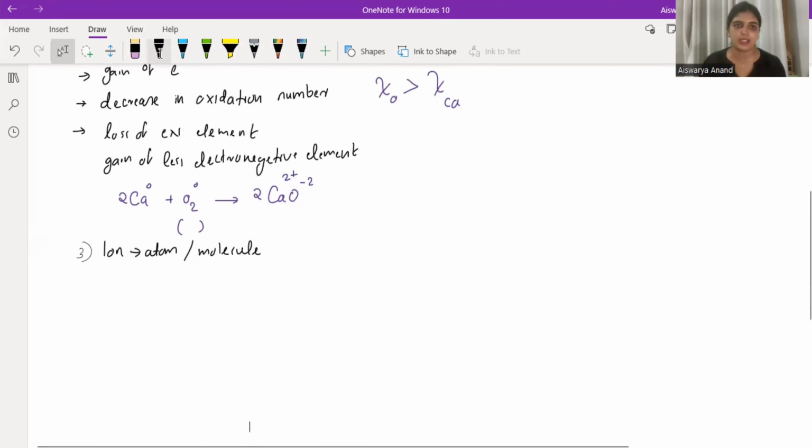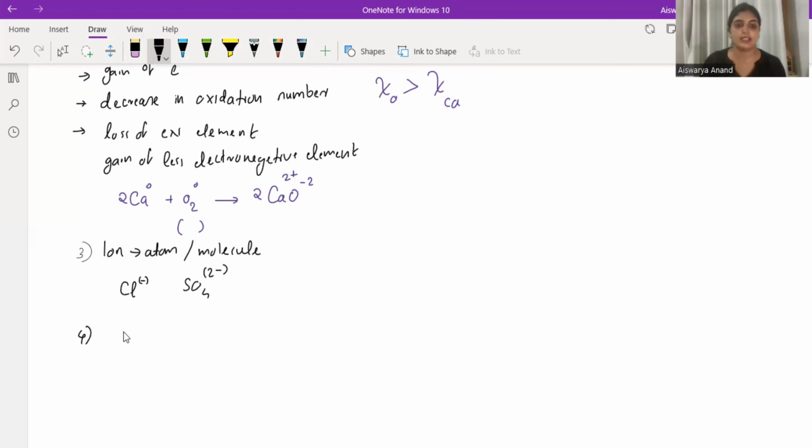An example would be Cl minus. Cl minus is an ion. It is negatively charged. It is an atom. SO4 2 minus is another ion. It is again negatively charged. It is a molecule. All right. So this is an ion. We'll discuss in detail why we are discussing what an ion is.